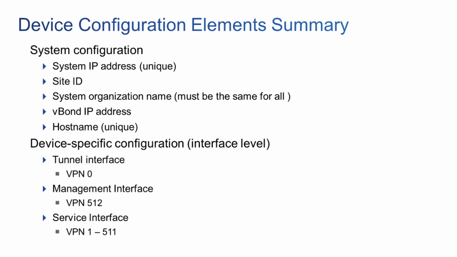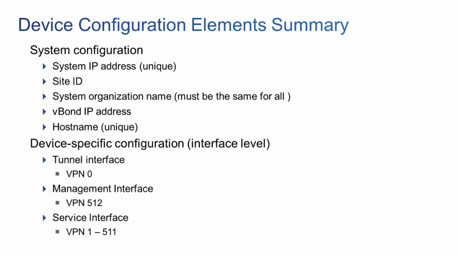So the primary configuration elements, and we'll see this in our next section as we start to look at the templates, is there's system configuration, and then there's device-specific configuration. So what is the system IP address? What is the site ID? What is the organization name? What is the vBond/DNS IP address, what is the host name, and so on.